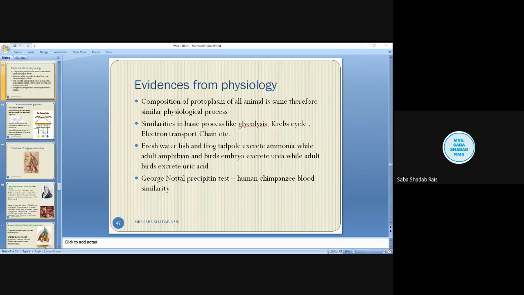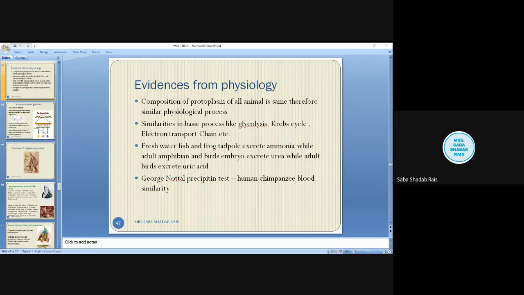Then after that, guanotelic: spiders, sepia, and a few animals are there that excrete guanine, their excreta consisting of guanine. So this is also a type of ammonia only. Now, how does this urea cycle help to understand evolution? When you observe the process of excretion in all the animals, it requires the urea cycle, which is one of the most important evolutionary evidences.